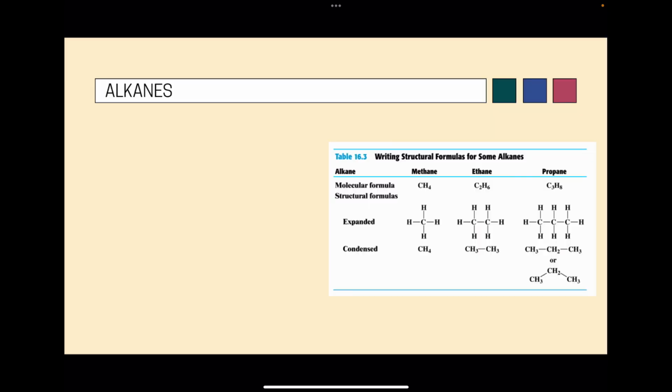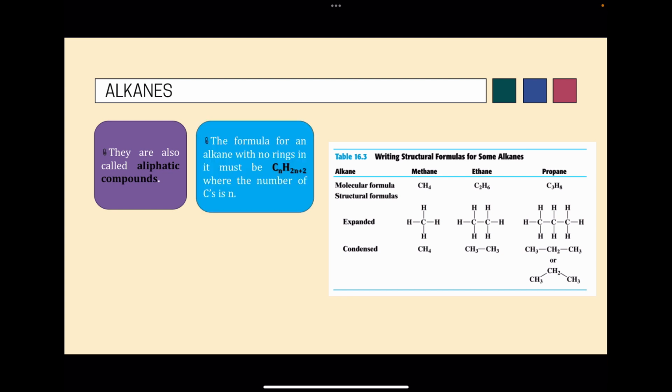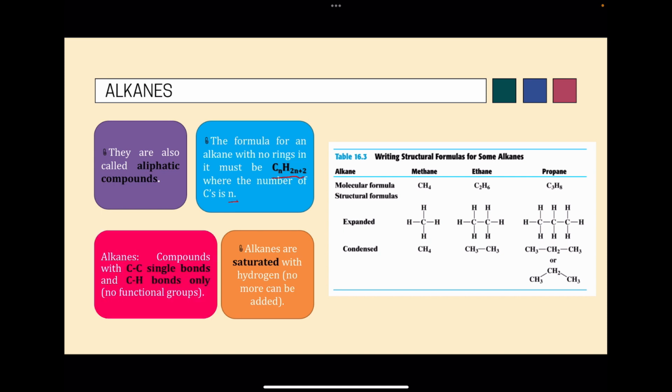What is alkane? Alkane, known also as aliphatic compound, which is the linear compound, and this formula consists of the general formula, which is CnH2n+2, where the number of C's is n. And this compound is also saturated with hydrogen. It means that no more hydrogen or no other functional group can be added into the carbon. And also, alkane is a compound with C-C single bonds and C-H bonds only, and there are no functional groups present in this compound.